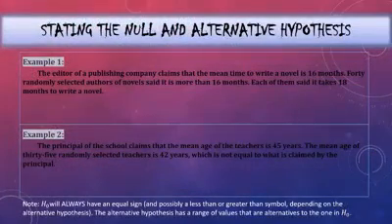And now let's go with the first step of hypothesis testing, called stating the null and alternative hypothesis. So I have here two examples. Let's have example number 1. The editor of the publishing company claims that the mean time to write a novel is 16 months. 40 randomly selected authors of novels said it is more than 16 months. Each of them said it takes 18 months to write a novel. So let's reveal our null and alternative hypothesis.